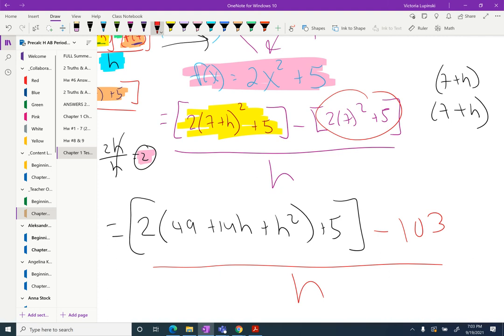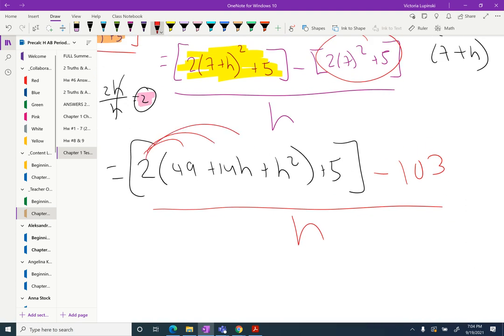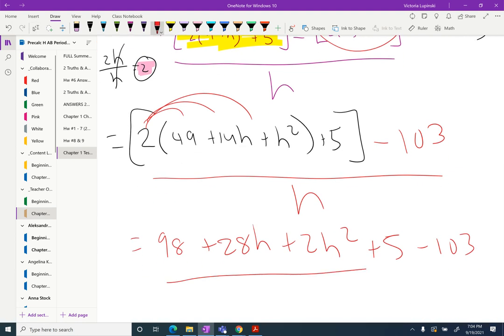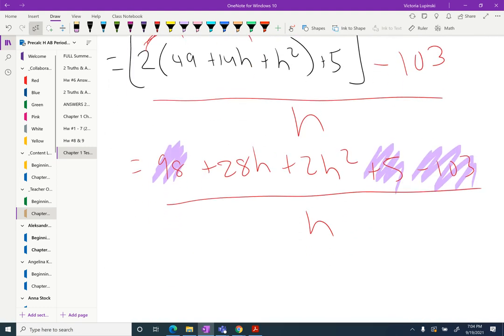Okay, so then now I have to distribute this 2. So if I distribute this 2 times 49 is 98, plus 28h, plus 2h squared, plus 5 minus 103, all over h. Just like before, 98 plus 5 minus 103, that should cancel. It should always cancel out completely. If it doesn't cancel out completely, you know that you've done something wrong.